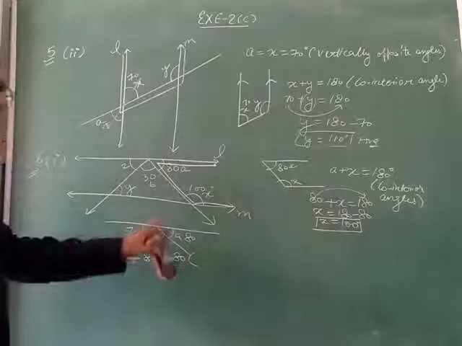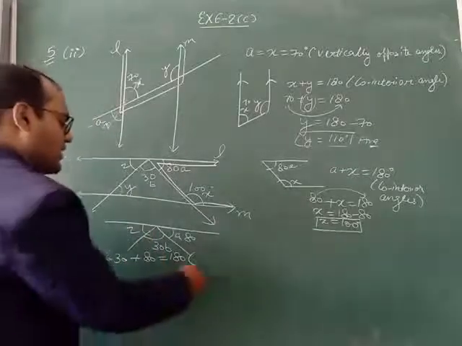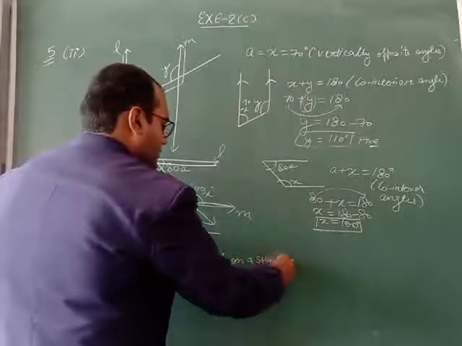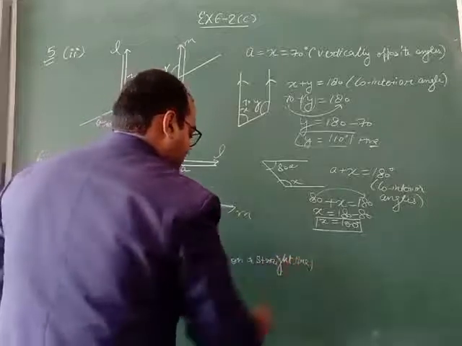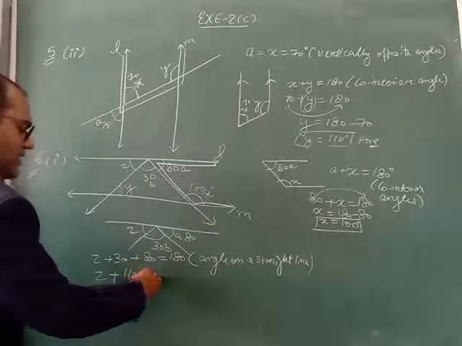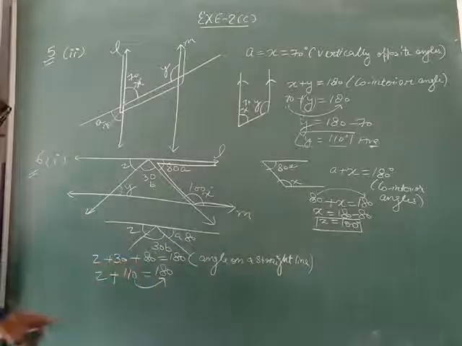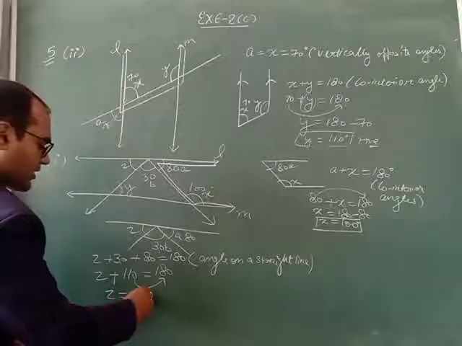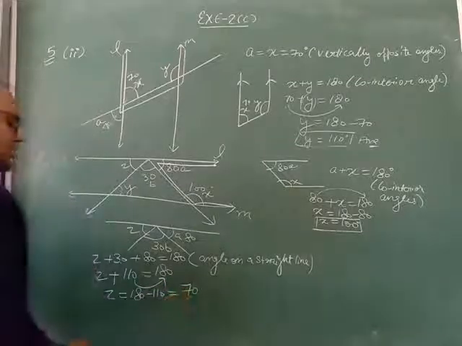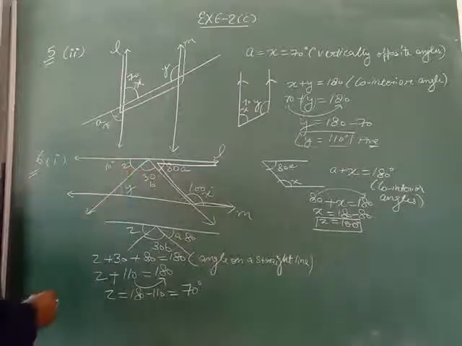These are three angles, so we will not take linear pair. Linear pair has two angles, but here three are coming. So we will write angles on a straight line. Now z as it is, plus 80 plus 30, which is 110, is equal to 180. Plus 110 will come to the right hand, so it will become minus 110. So z is equal to 180 minus 110. On subtracting these two, we get z as 70 degree. So the answer of z is 70 degree.